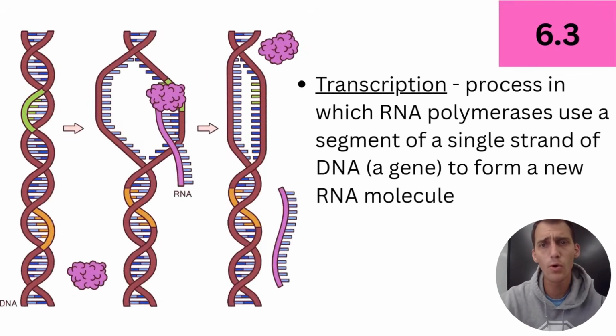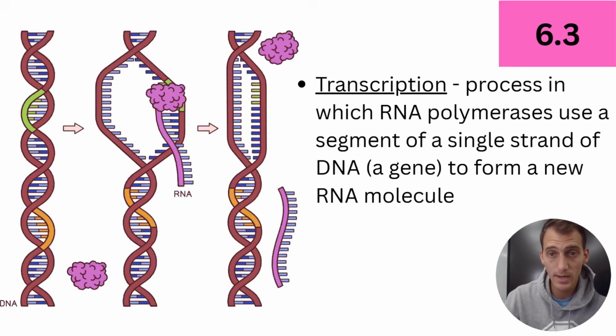Okay, and as I said before, transcription is the process by which RNA polymerases, hey, that sounds familiar, it's like DNA polymerase, right? Except we're making RNA now instead of DNA. They use a segment of a single strand of DNA, which is also called a gene, to form a new RNA molecule, right? Whether that's mRNA, tRNA, or rRNA. But we're going to be mostly focused on what mRNA does for the rest of this video.